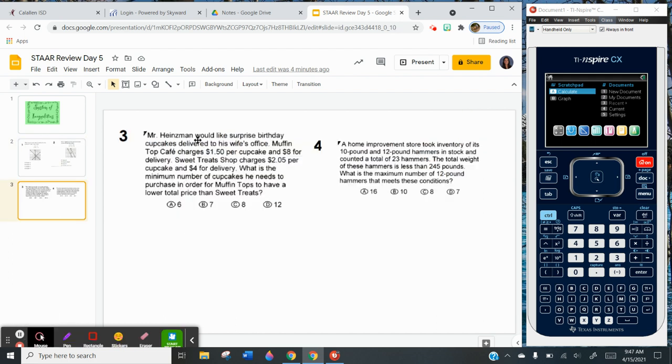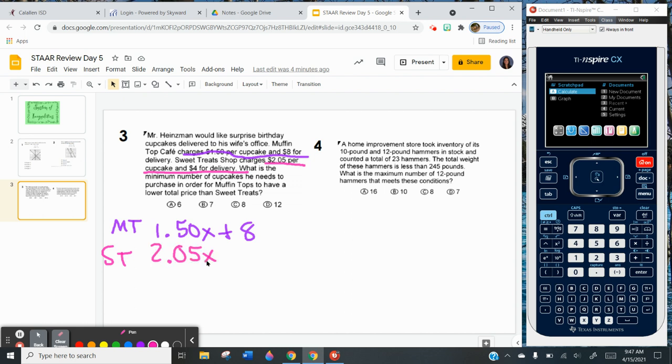Problem number 3, Mr. Heisman would like surprise birthday cupcakes delivered to his wife's office. Muffin Top, I'll use MT, charges $1.50 per cupcake and an $8 charge for delivery. So that's 1.50x plus $8 for delivery. Next, we have Sweet Treats that charges $2.05 per cupcake and a $4 delivery fee. For this one, we're going to use ST for Sweet Treats, and we're going to represent it as 2.05x for a cupcake plus the $4 delivery.